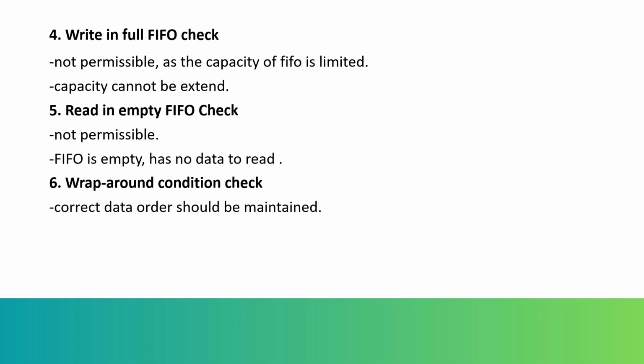Then the next one is the read in empty FIFO check. When our FIFO is already empty and we are trying to read something from it, the FIFO should not permit this, because when the FIFO is empty, it has no data to read. So this is not permissible and we have to check whether the FIFO works properly for this condition. Then the last one is the wraparound condition.